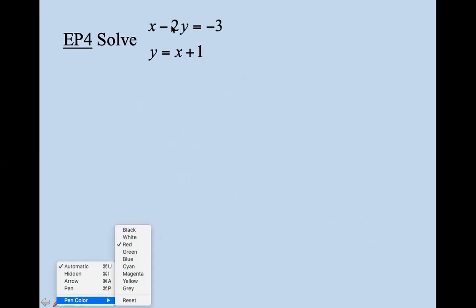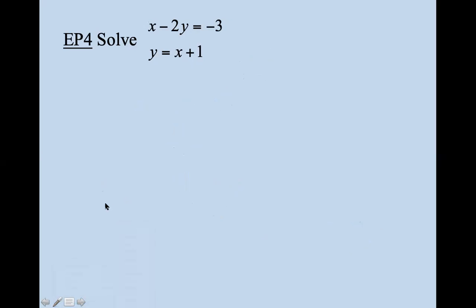All right, this time we have a y by itself here. I'm just going to leave that alone. We have y by itself here. We could have gotten x by itself here by adding 2y. But since this y is already by itself, I'm going to use this substitution. So the y is equal to x plus 1. So in the first equation, I'm going to replace that y with x plus 1. All right, they've already given me a y all by itself. I know it's equal to x plus 1.